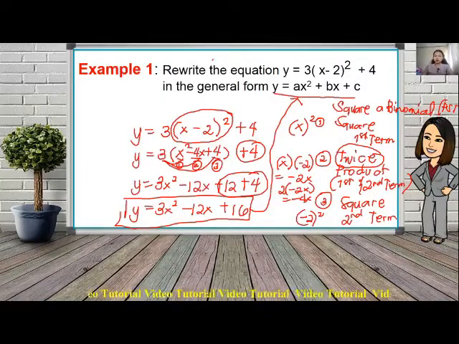So that will be on quadratic equations, solving quadratic equations. So we have modeled quadratic equations in real life. We have represented it using table of values, graphs, and equations. And now we have transformed it from the vertex form to the general form and general form to the vertex form.